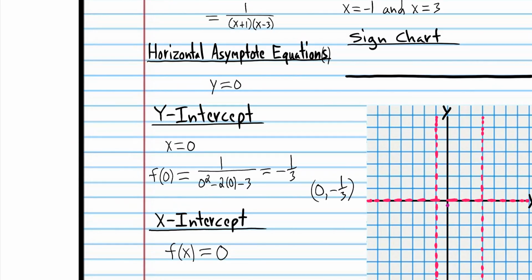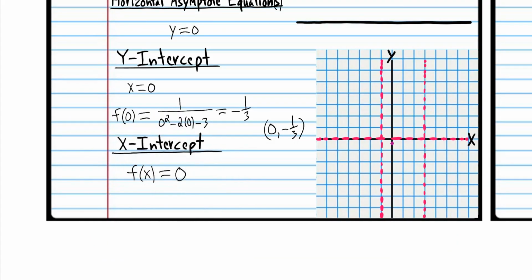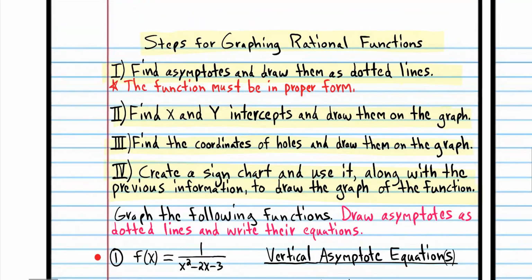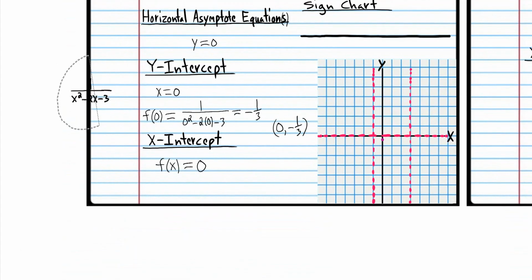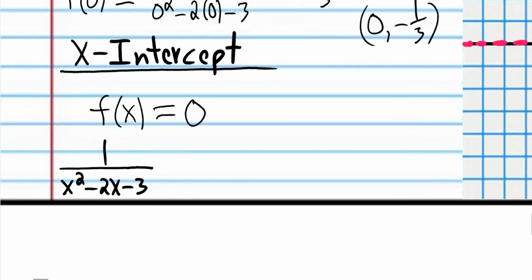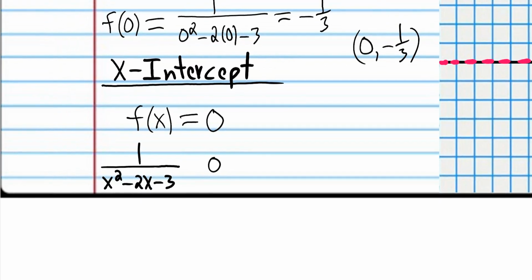So we're letting x equal 0. Here we're letting the y value be 0. And so we're going to set this expression equal to 0 and solve for x. So let me copy that, bring it down. But you can see that there is no x value that's going to make this expression 0.